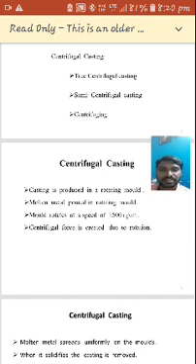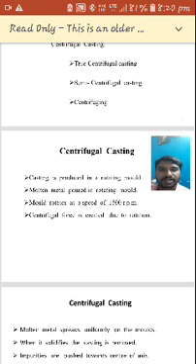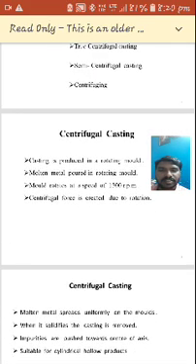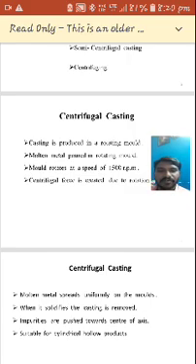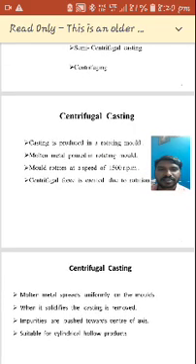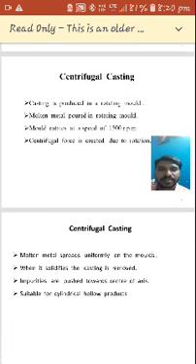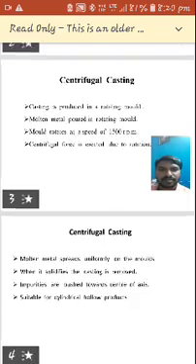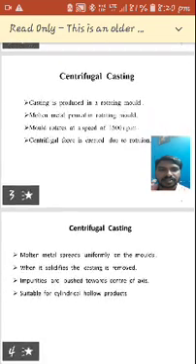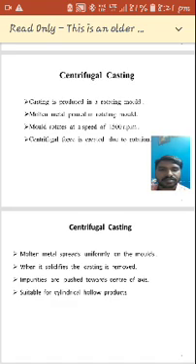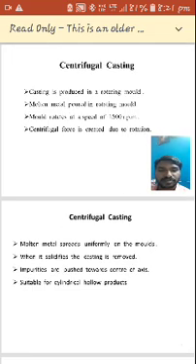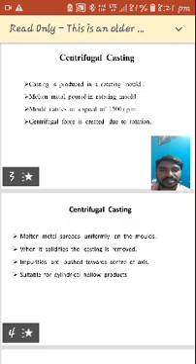A centrifugal force is created due to the rotation. Due to this centrifugal force, the molten metal spreads uniformly on the mold. When it is solidified, the casting is removed. After solidification the casting is removed.